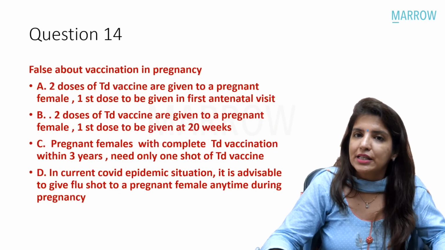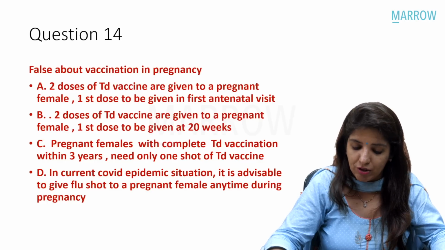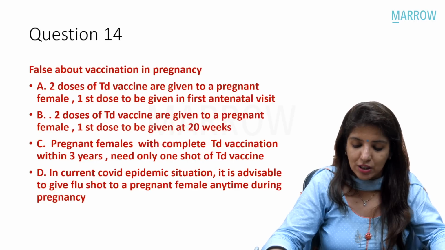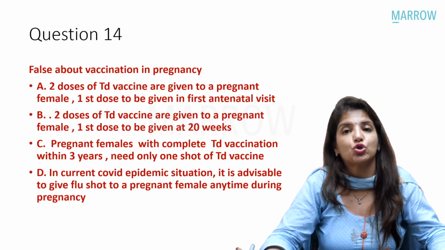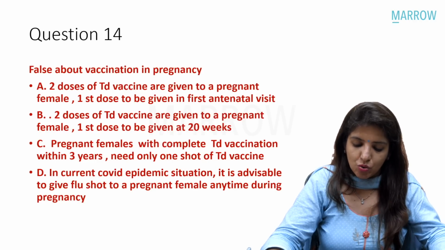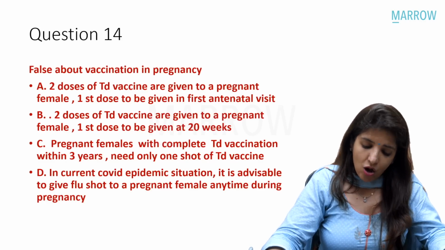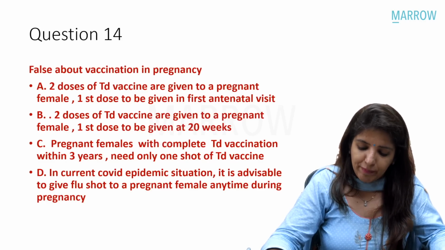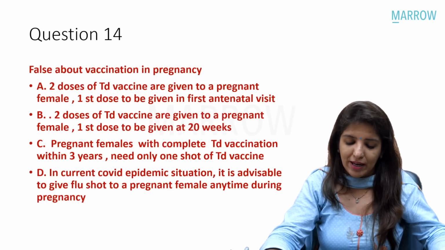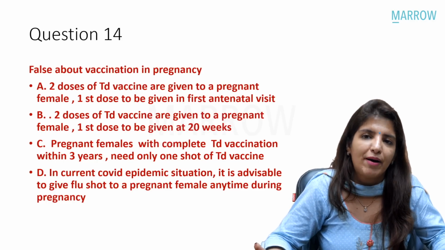Question number 14. False about vaccination in pregnancy. Option A, 2 doses of TD vaccine are given to a pregnant female. First dose to be given in the first antenatal period. Option B, 2 doses of TD vaccine are given to the pregnant female. First dose to be given at 20 weeks. Option C, pregnant females with complete TD vaccination within 3 years need only 1 shot of TD vaccine. Option D, in current COVID epidemic situation, it is advisable to give flu shot to a pregnant female anytime during pregnancy. So you have to tell me the false statement about vaccination.